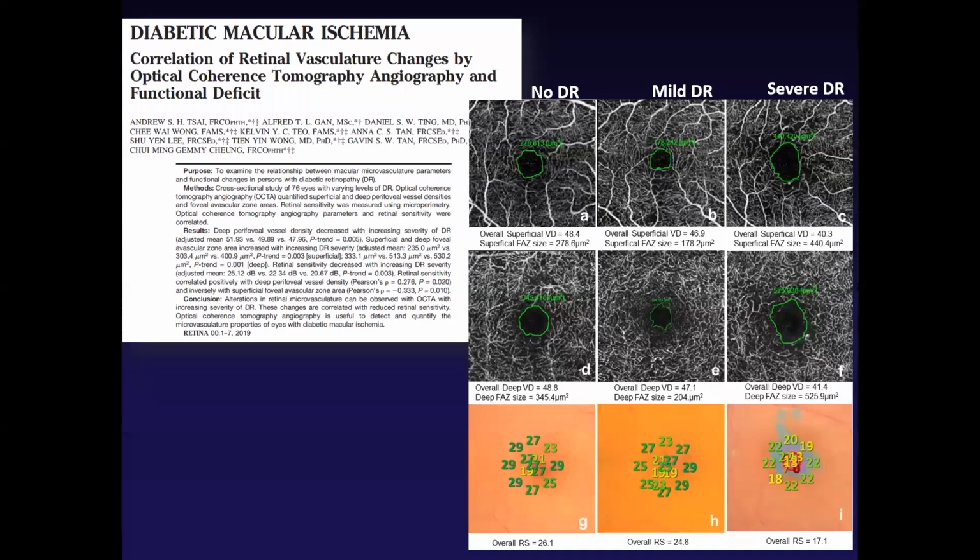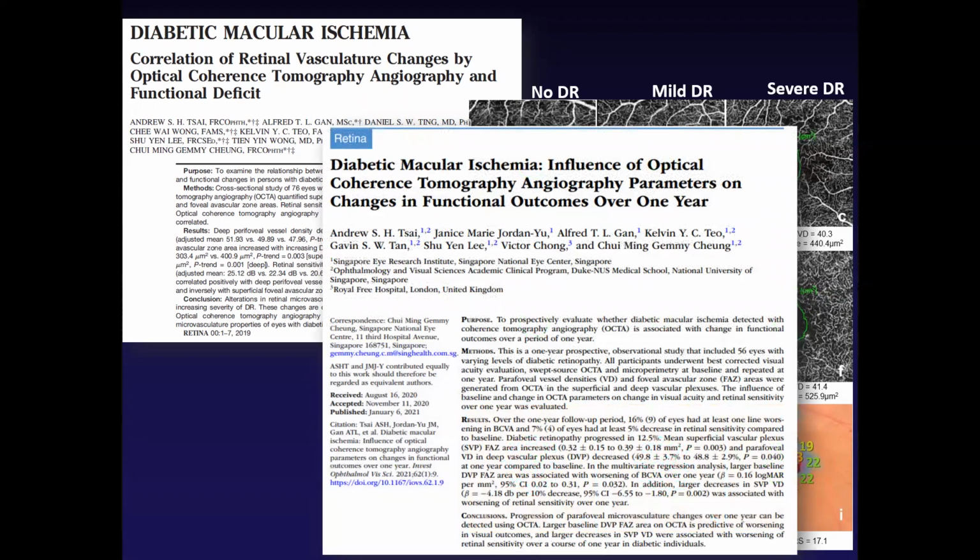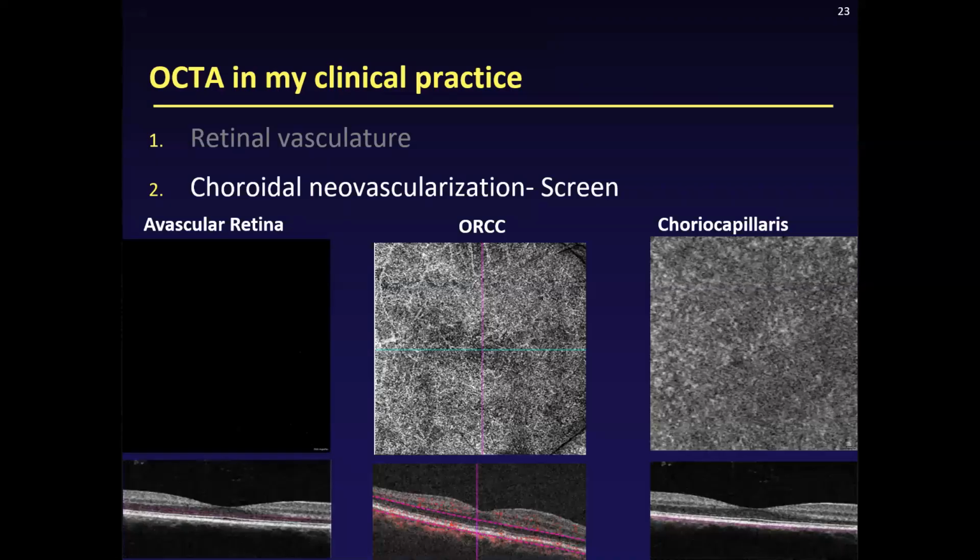So these are very useful clinical tools, and we have published a couple of papers demonstrating that despite relatively good vision, we find that with increasing severity of diabetes, there is deterioration in terms of the FAZ size, and also, although visual acuity may be quite good, there is a functional deficit which we can measure on microperimetry. And over time, some of these abnormalities can predict loss of vision when we look at longitudinal progression as well.